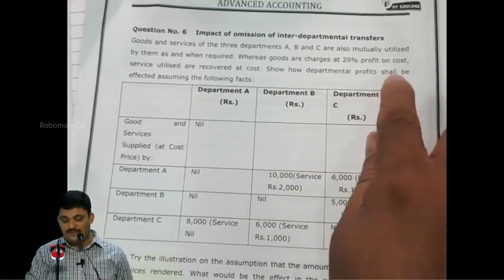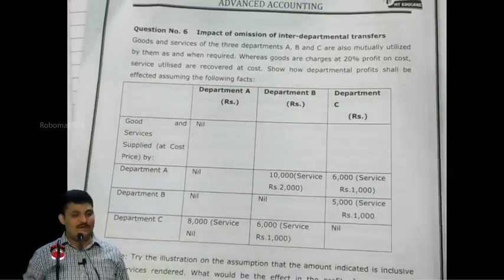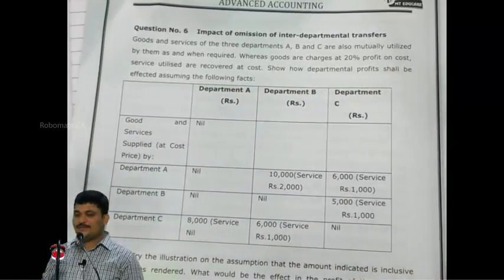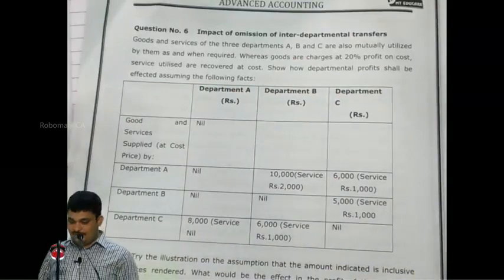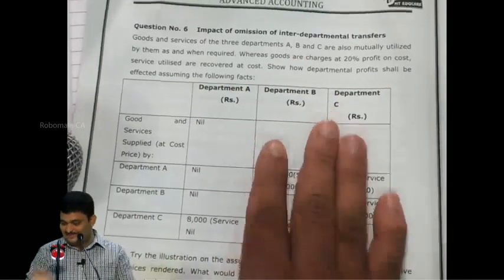Show how department profit shall be affected assuming the following facts. Shall we proceed? Let us present that matrix presentation. With that, this problem will get over. Understood?